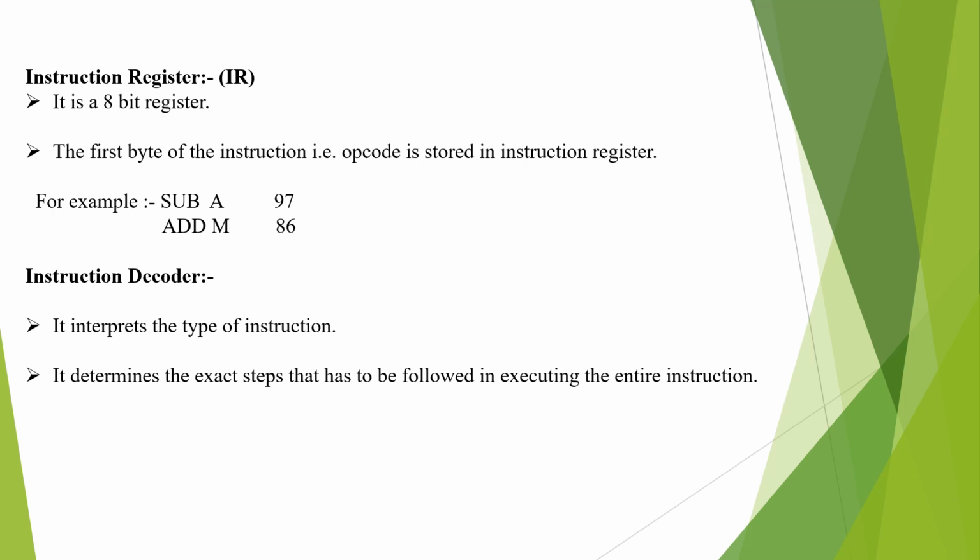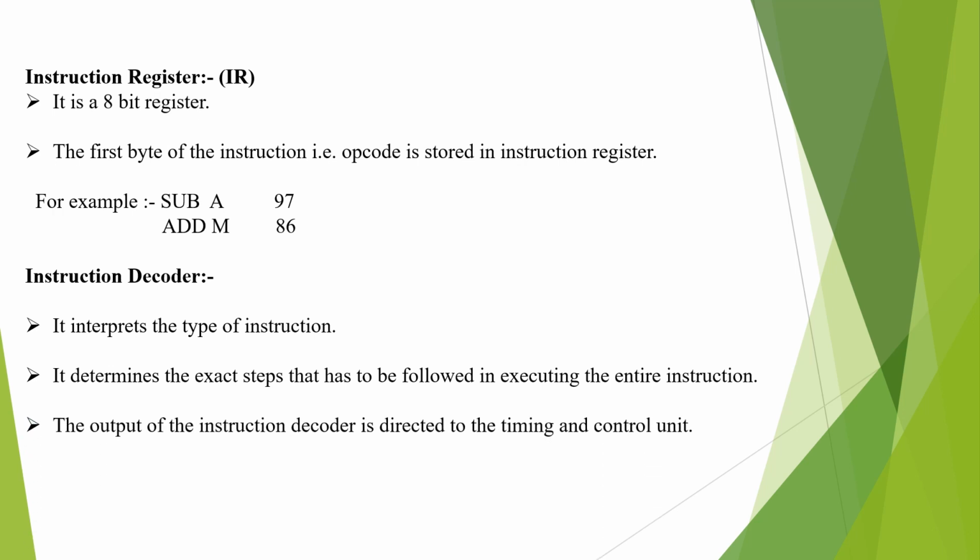First thing, it interprets the type of instruction. What is the instruction, what do I have to do. Second, for executing this instruction, what are the exact steps that have to be followed. That will be decided by the instruction decoder, and then it will be given to the timing and the control unit. So the output of the instruction decoder will be directed to the timing and the control unit.